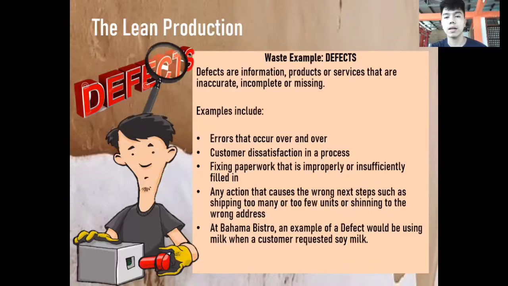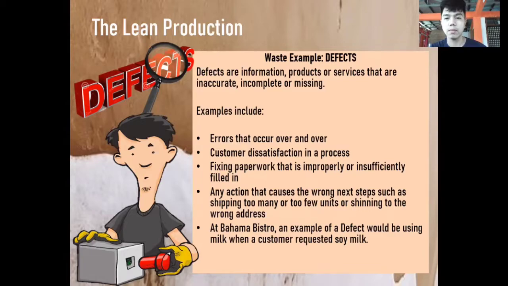Isa pa, defects. Defects are information, products, or services that are inaccurate, incomplete, or missing. Examples are errors that occur over and over, customers' dissatisfaction in a process, fixing paperwork that is improperly or insufficiently filled in, and any action that causes the wrong next step, such as shipping too many or too few units or shipping to the wrong address. At Bahama Bistro, an example of a defect would be using milk when a customer requested soy milk.